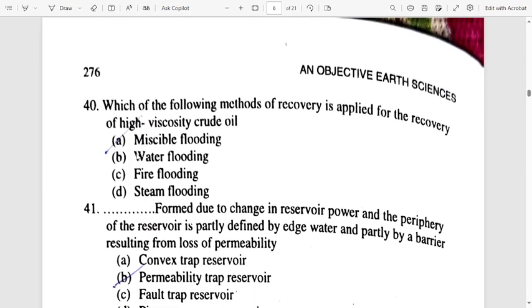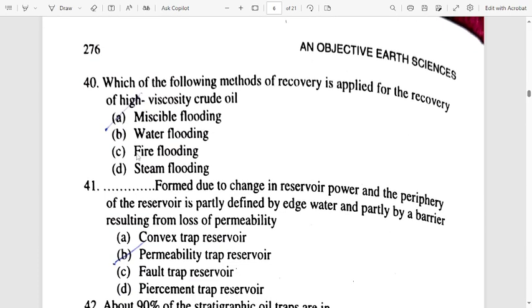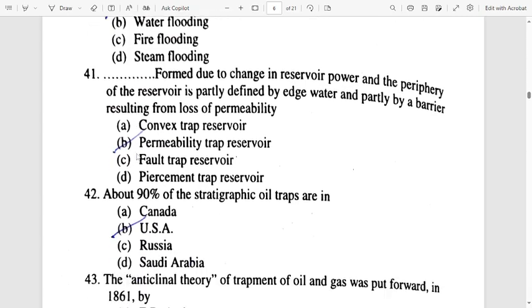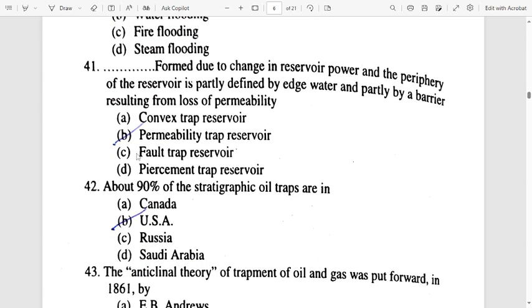Which of the following methods of recovery is applied for the recovery of high viscosity oil? Viscous flooding. Permeability trap reservoir is formed due to change in reservoir porosity, and the periphery of the reservoir is partly defined by edge water and partly by a barrier resulting from loss of permeability. About 90% of the stratigraphic oil traps are in USA.